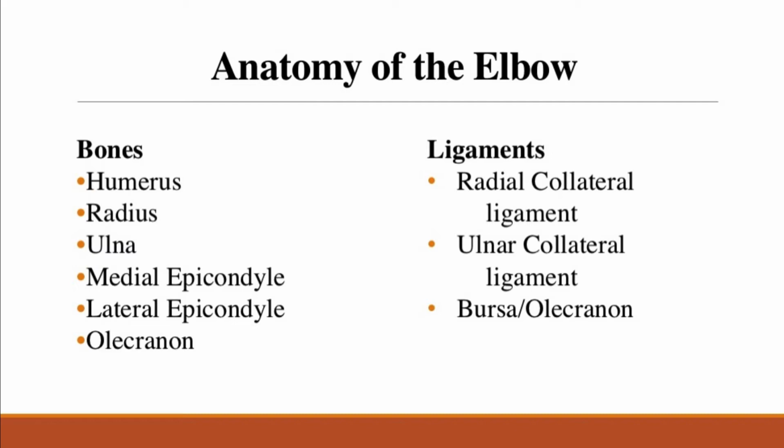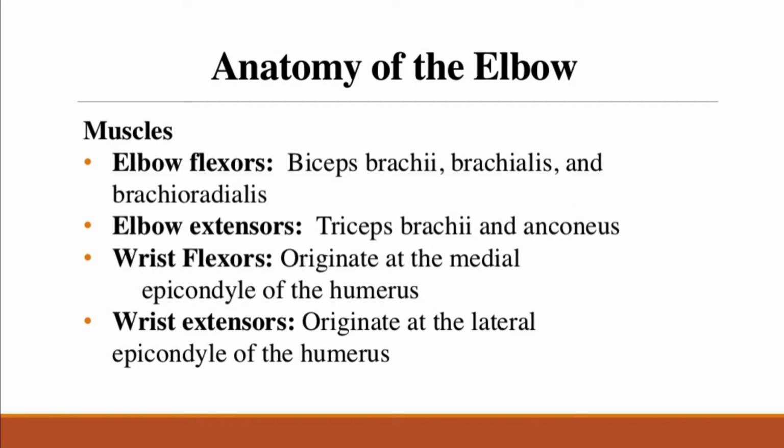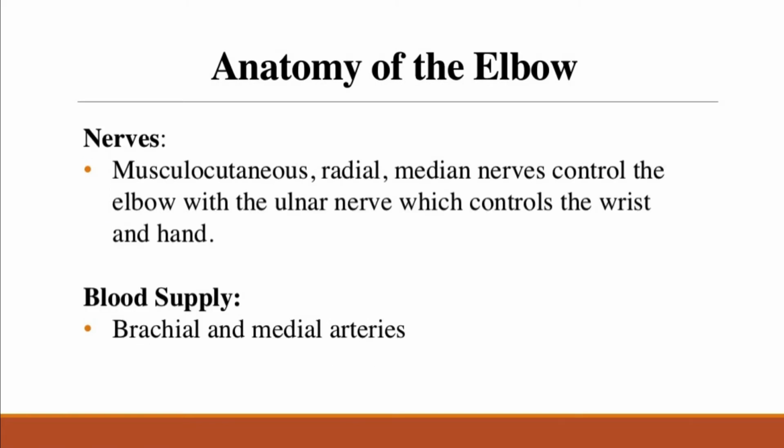The radius and ulnar collateral ligaments provide the stability to the elbow joint, allowing the humerus, radius, and ulna to articulate. There is a very large bursa that covers the olecranon, and this has the tendency of becoming inflamed. Refer to the textbook for diagrams of these bones and soft tissue. Review the muscles, nerves, and blood supply of the elbow using the presentation and the textbook.